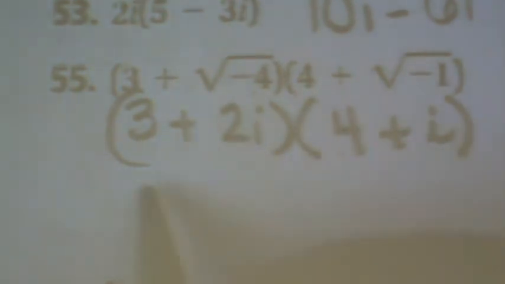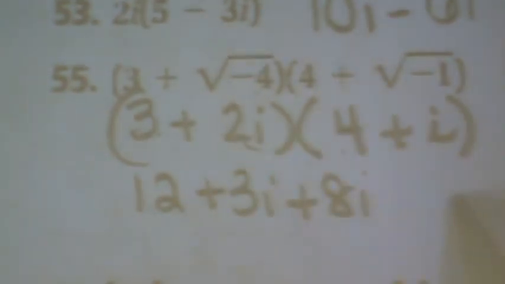55, I would convert this, I would make this 3 plus 2i times 4 plus i. And now they're telling you to FOIL. 3 times 4 is 12. 3 times i is 3i plus 8i, which is 11i. And then plus 2i squared is really negative 2. So 12 minus 2 is 10 plus 11i.